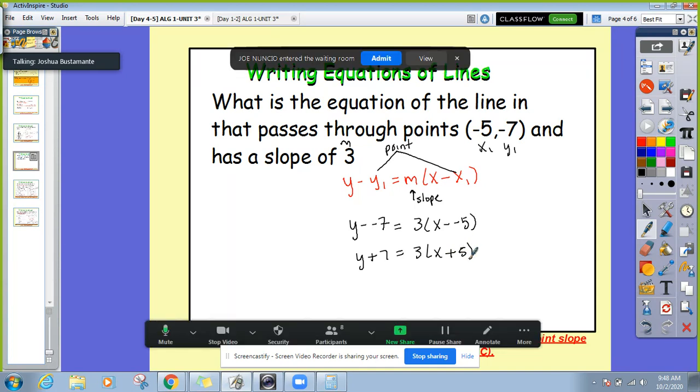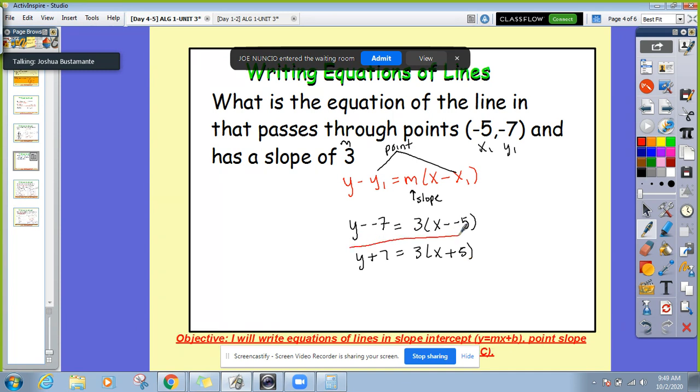And we're done there. We can actually leave our equation like this if we want. That's totally fine. So this is an equation in point slope form.